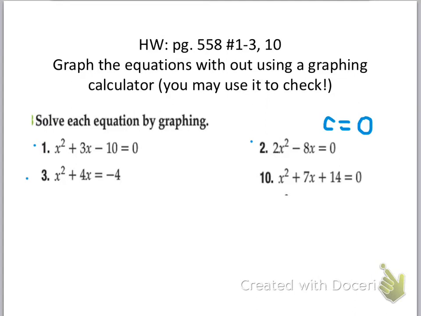Number 3, notice that it does not equal 0. In order to solve, it needs to equal 0. So you're going to rewrite that as x squared plus 4x plus 4 equals 0. And now you can solve it by graphing. And number 10.